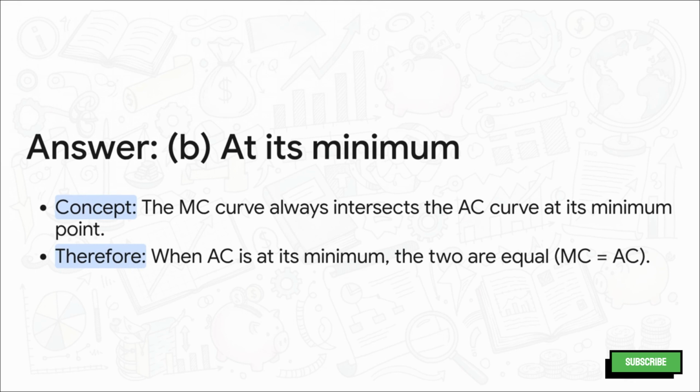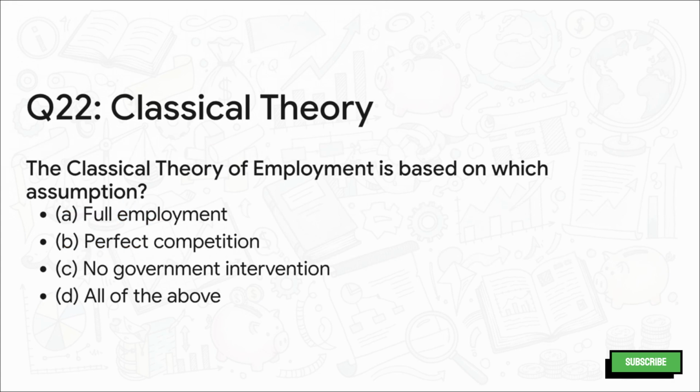This highlights a fundamental rule of economics. The marginal cost curve always intersects the average cost curve at its lowest point, at its minimum. That's why MC equals AC precisely at the point where AC is at its absolute minimum. Let's move to the next one.